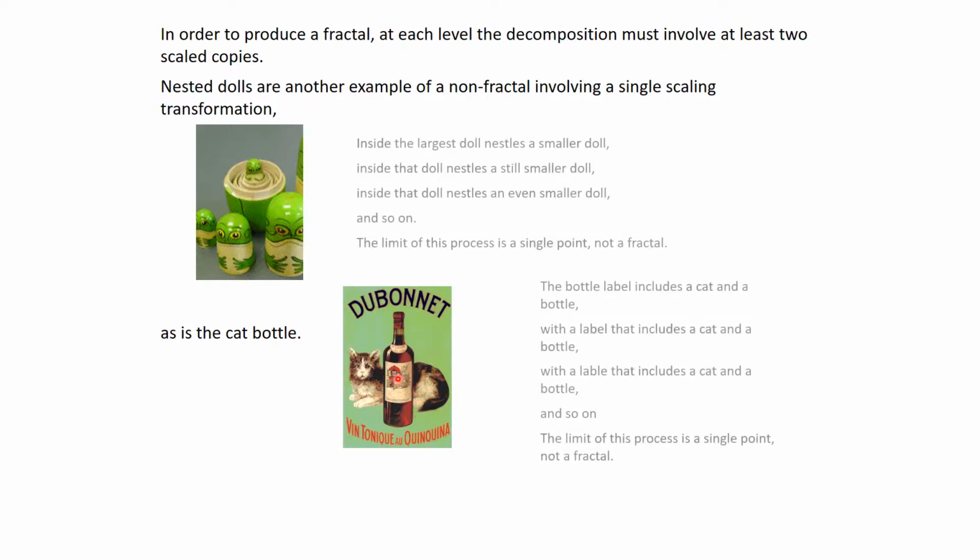By contrast, inside the largest doll nestles a smaller doll, a still smaller doll, an even smaller doll, and so on. So the limit of this process is a single point, not a fractal. Similarly, this bottle label includes a cat and a bottle, with a label that includes a cat and a bottle, and so on. But again, in the limit, this process will lead to a single point, not a fractal.